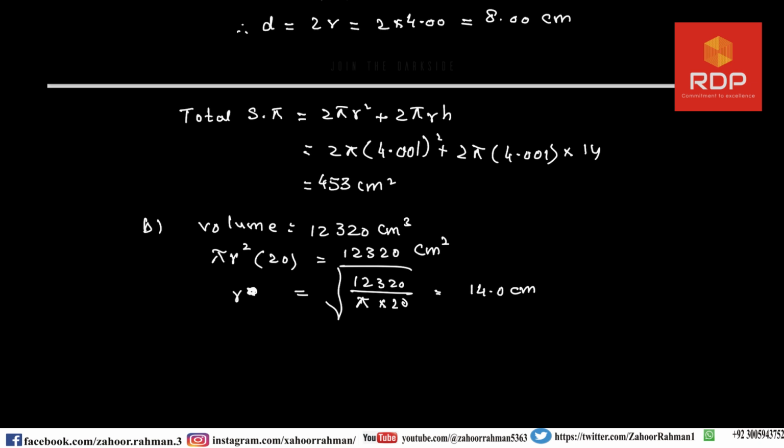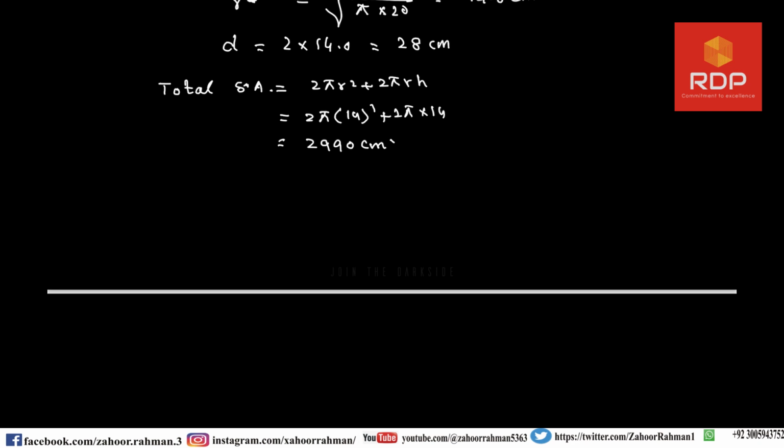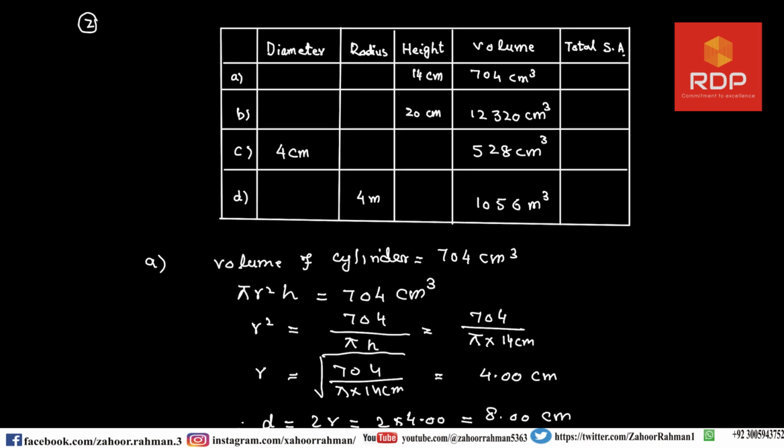Radius, now what will be the diameter? So diameter will be 2 times of 14.0, and that will be equal to 28 centimeter. Simple. Now we are going to find the total surface area, and you know that the total surface area is equal to 2 pi r square plus 2 pi r h. Here we are putting the value 2 pi into 14 square plus 2 pi into 14 into 20. After necessary calculation, we will get 2990 centimeter square.